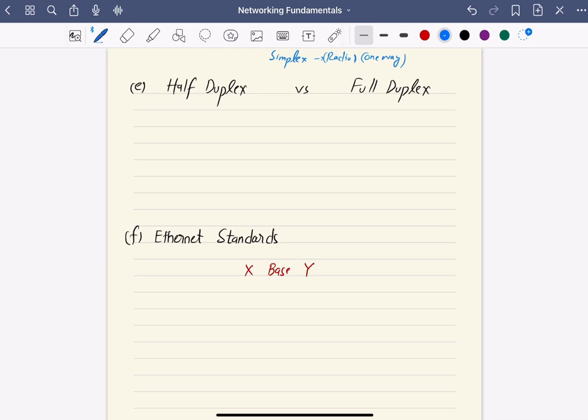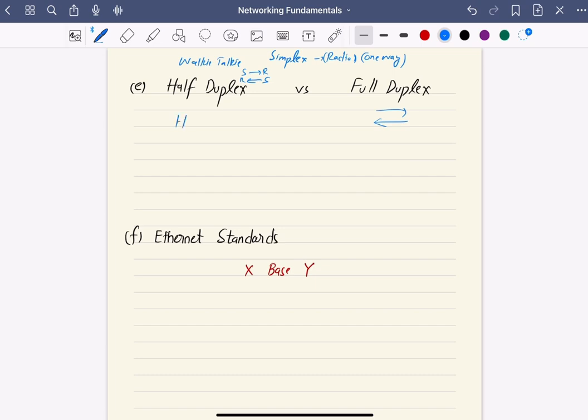While half duplex is two-way, but one at a time, just like a walkie-talkie. The sender will send the data to the receiver, and the receiver has to stop. The receiver cannot transmit simultaneously. When the receiver becomes the sender, the sender becomes the receiver. So there is only a single channel. Full duplex means the sender and receiver can both communicate simultaneously, like there are two channels.